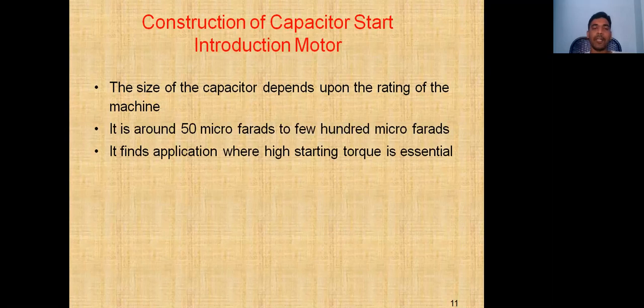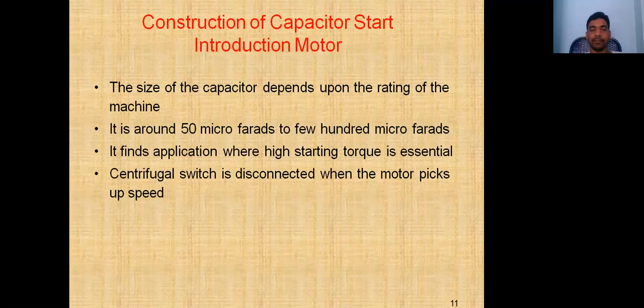It finds application where high starting torque is essential. The centrifugal switch is disconnected when the motor picks up speed. Now the auxiliary winding is separated.